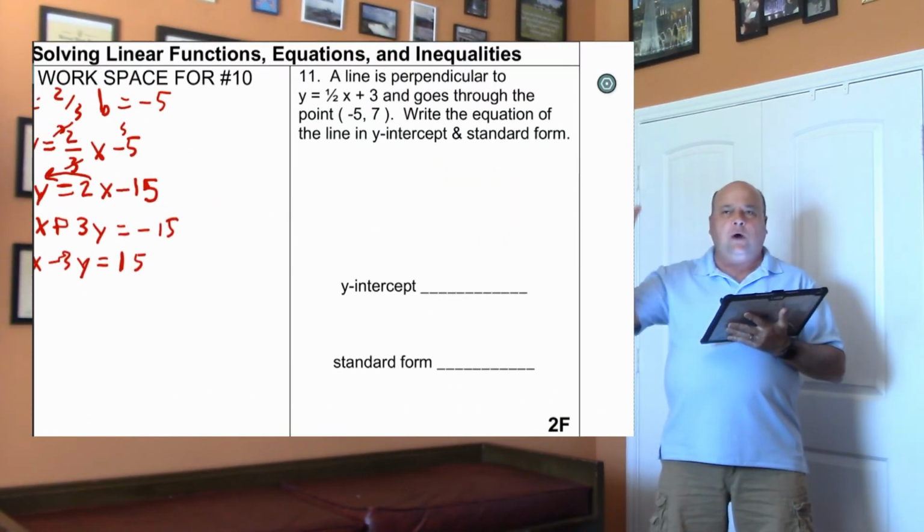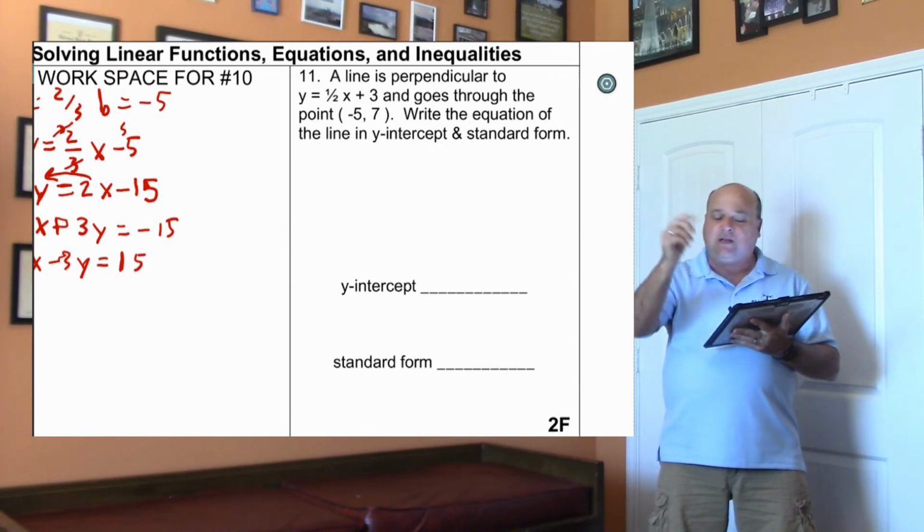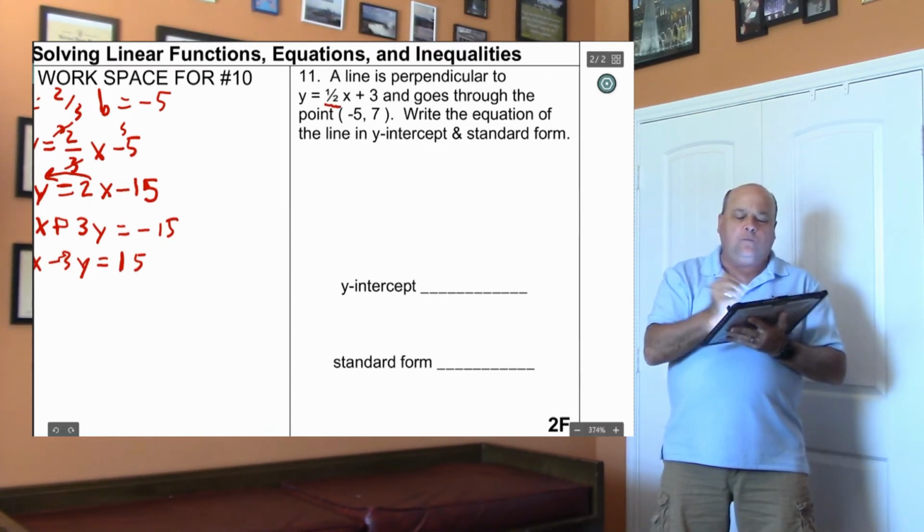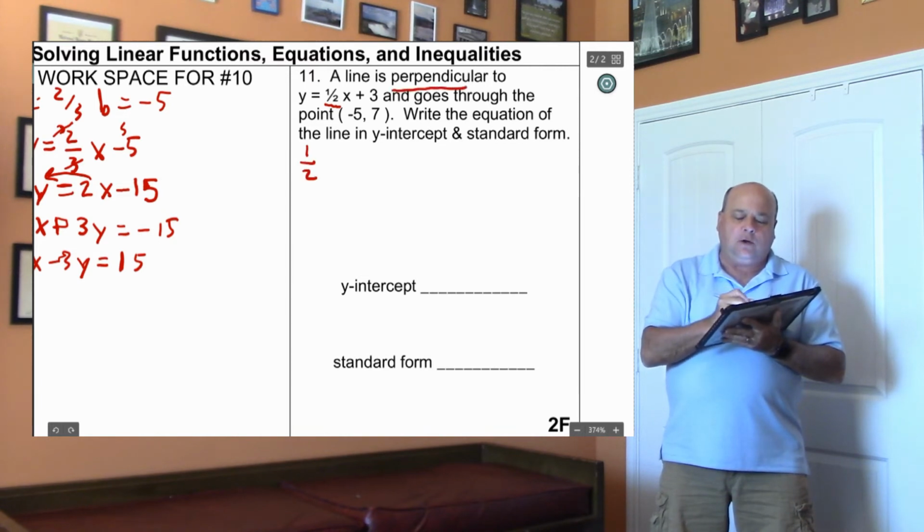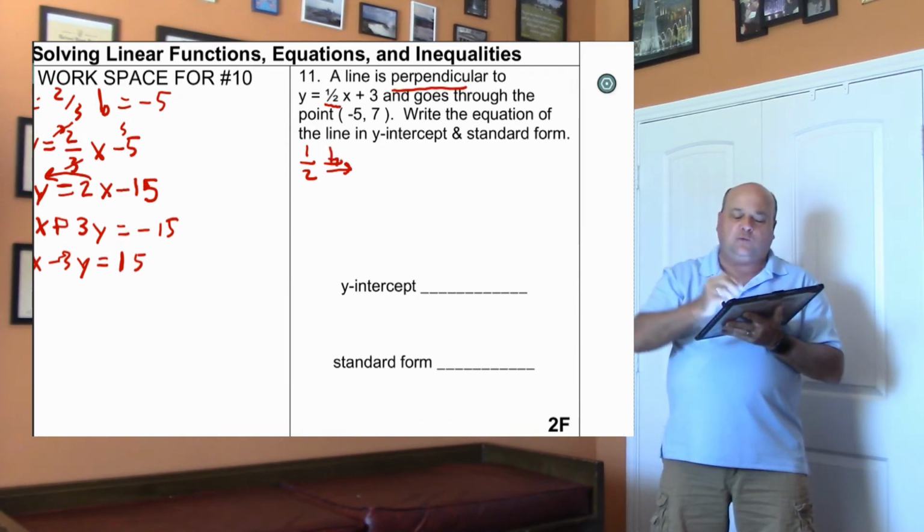Okay, I'm going to start you off on this and let you finish it because we did this last week. Right now the slope is 1/2. And I want a perpendicular slope, don't I? So I'm going to get the perpendicular slope of that. And the perpendicular slope, we're going to flip and switch the sign.